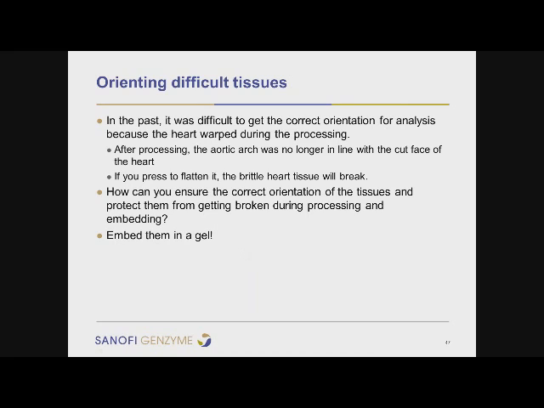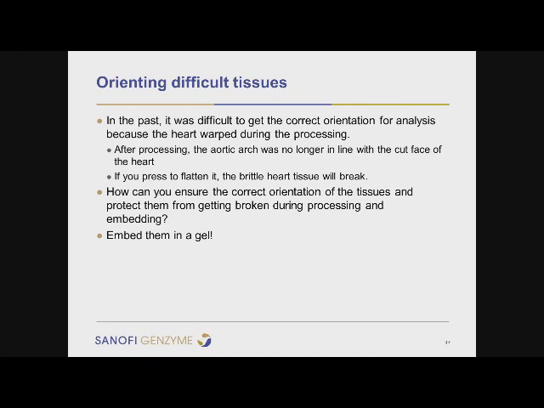So in the past, it was difficult to get that correct orientation that Dinesh wanted for analysis because the hearts would warp during processing. Anyone who's worked with mouse tissues knows, mouse tissues are not just dry, but they also tend to warp a little bit. After processing, that aortic arch was no longer in line with the cut face of the heart as we needed it. And if you press it to flatten it, that brittle little heart tissue would break.